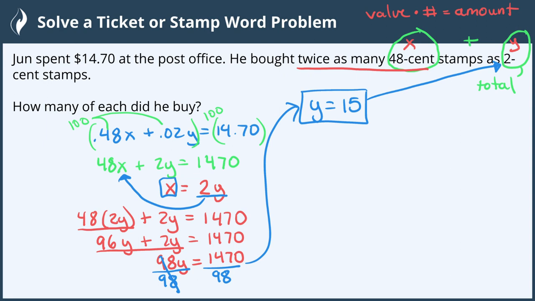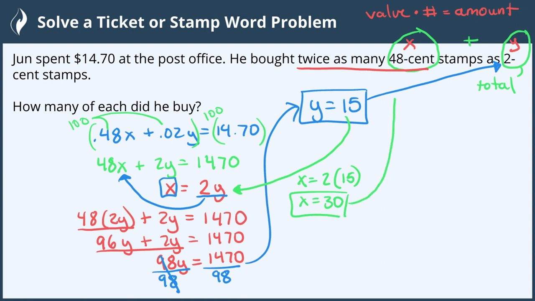Now we can substitute 15 back into our second equation. We could use the first, but it's a little messy, and the second equation is already solved for x. So let's go ahead and substitute it in. So we get x equals 2 times y, which we found to be 15, so x equals 30. This means that I have 30 48-cent stamps.